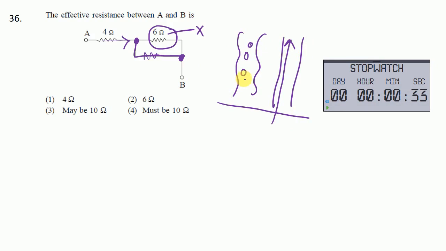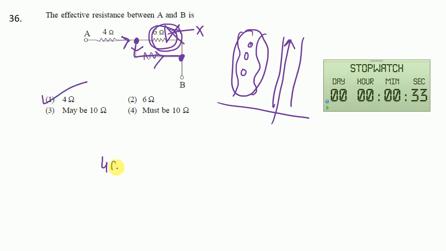Obviously, the road less taken. You must have read one poem in English. This will be the road less taken. No one wants to follow the resistive path when I can see a nice path over here. So obviously the current will flow like this and then into this. This is of no use. Current will not flow through this path. So obviously the answer is 4 ohm only.